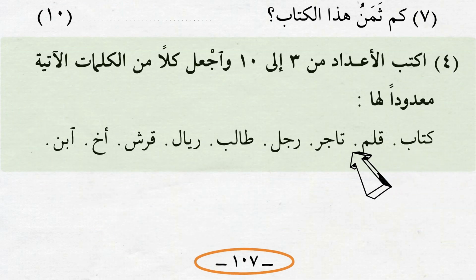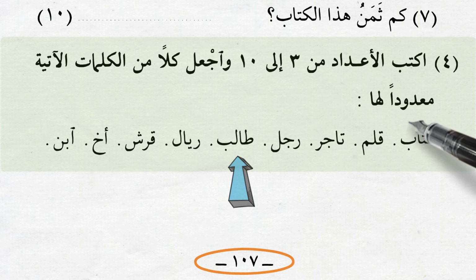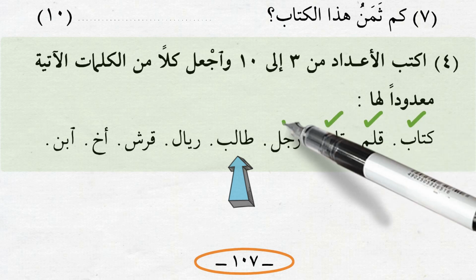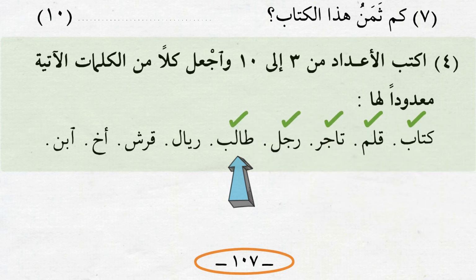The next word in line is طالب, which we have already covered earlier in exercise 1. So we will skip طالب. Very good. We counted the first 5 nouns of the list. I think we've learned enough for today.